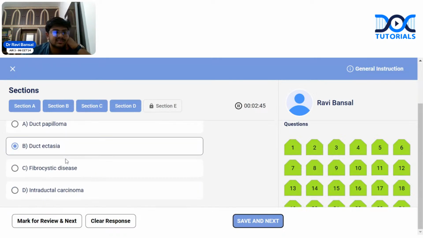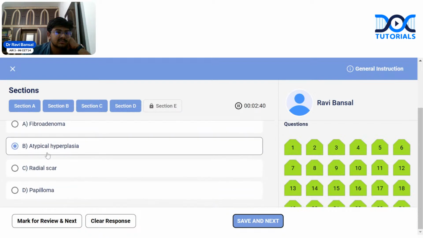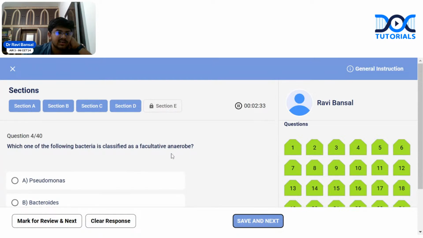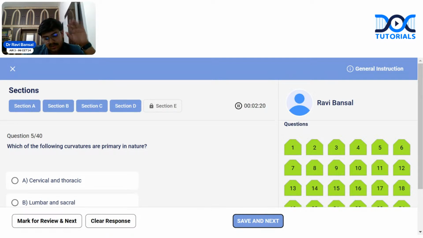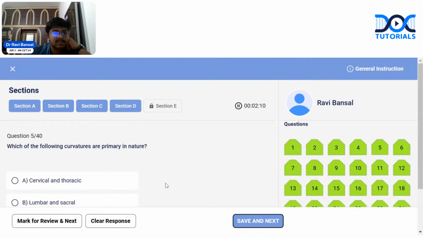Green discharge, ductal. There is a risk of breast carcinoma in benign conditions like atypical. When atypical comes in pathology, there is always a risk of cancer. Facultative anaerobe: E. coli is obviously a facultative anaerobe. All Enterobacteriaceae are facultative anaerobes. I was confused by this question. Primary curvature: cervical is concave, lumbar is concave, but thoracic and sacral are convex, and these match the embryological spine. So thoracic and sacral will be primary according to me.